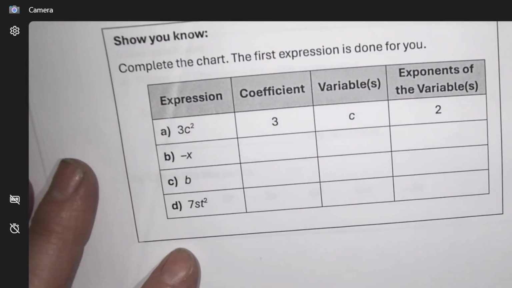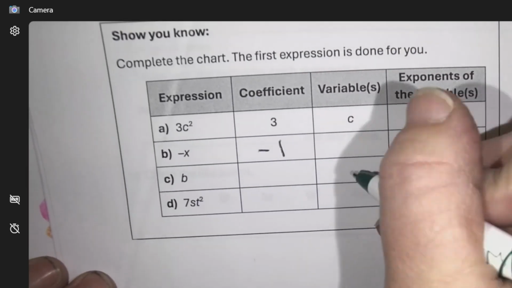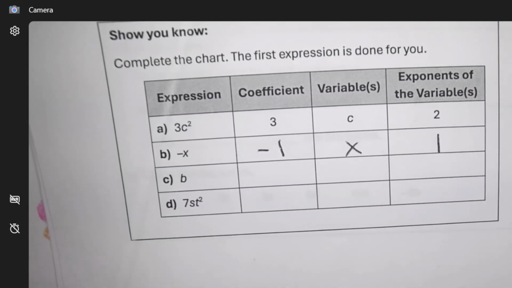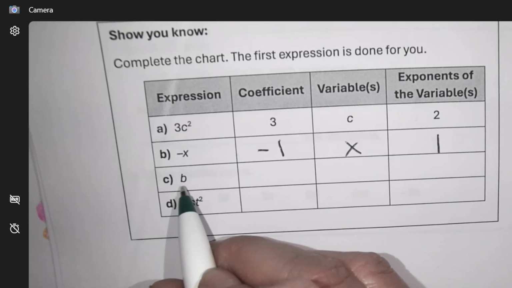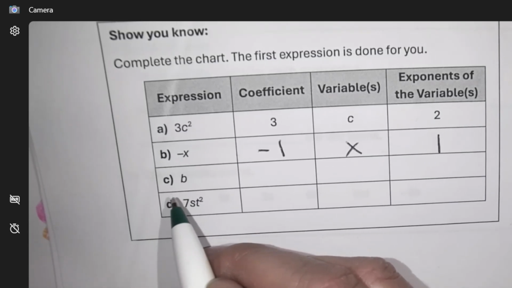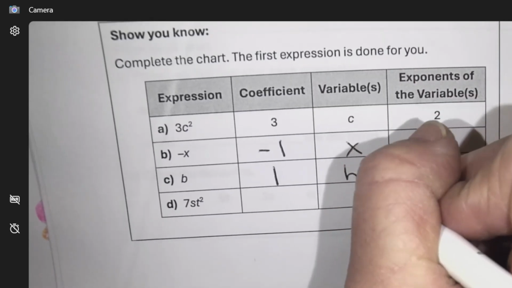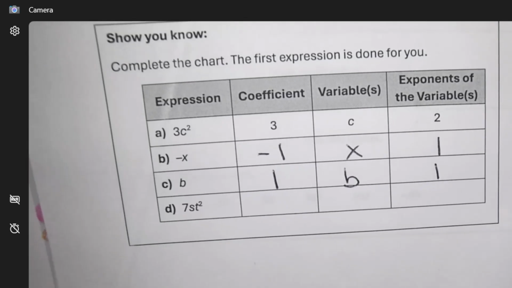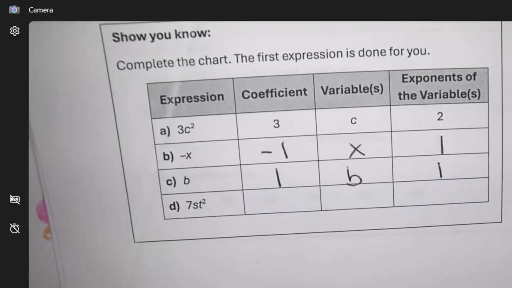Okay, so here are your answers. This has a -1 multiplier, an x variable, and a 1 exponent. This has no number in the front, so it is a 1. The variable is b, and the exponent on top of the b is 1. So 1b1, that's what it really is. But I never write 1 times something, and I never write the exponent 1.